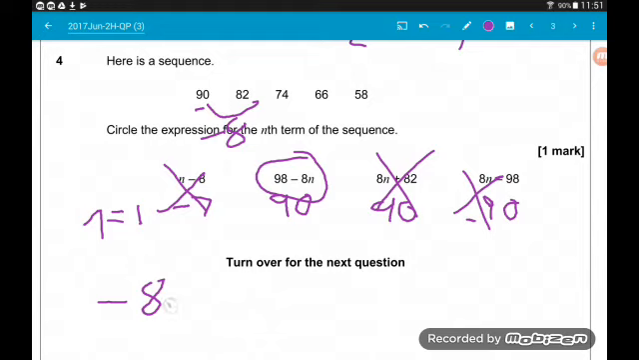Something to do with minus 8n. If we then cover up the n, in that we're setting n equal to 1, so then we're asking ourselves, how do we get from minus 8 up to 90? We add 98. So minus 8n add 98 is exactly the same as 98 minus 8n. Jobs are good.